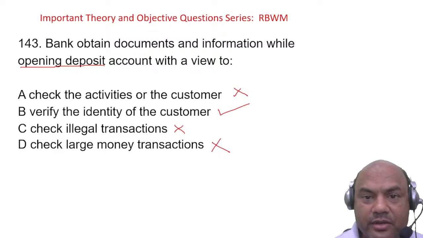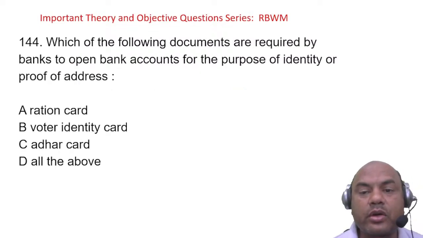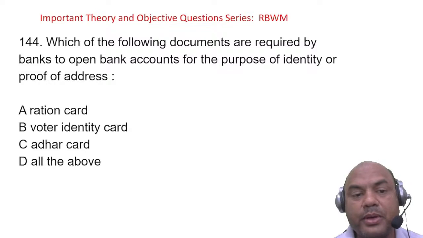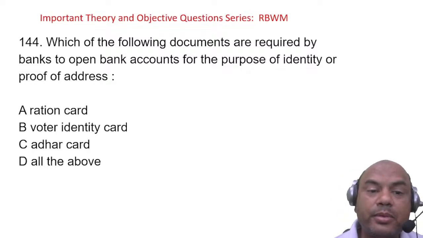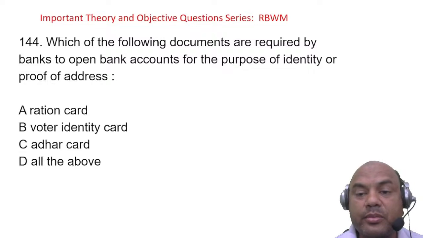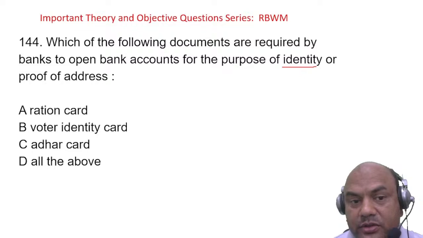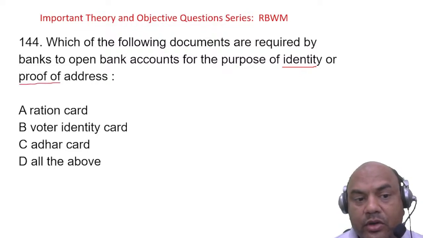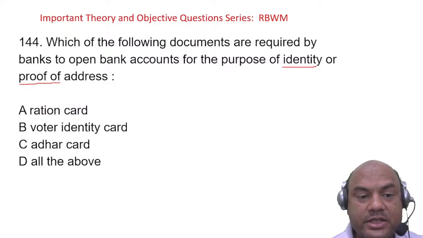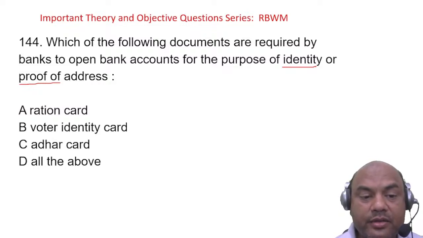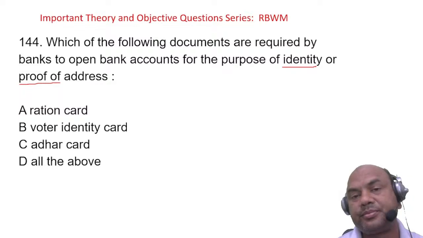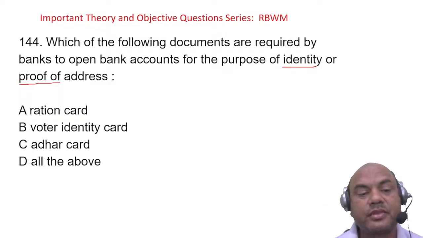Okay. Got it, everyone? Which of the following documents are required by the banks to open bank accounts for the purpose of identity and proof of address? So both, we are talking of both. Identity also and proof of address also. So ration card, voter ID card, Aadhaar card, and all of the above. What do you think?